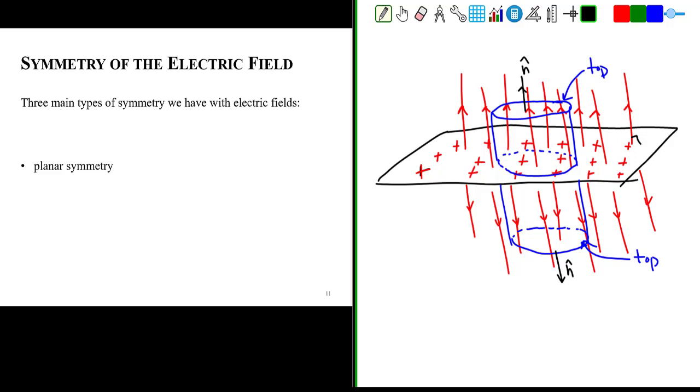And no matter where you are standing on this surface or on the bottom surface, the electric field has the same magnitude and it has the same orientation relative to that surface. The same thing with the side. Even though an area vector, a vector normal to a point on the side, is perpendicular to the electric field on the side, notice that no matter where you are on the side, the electric field is going to look the same everywhere on that side. This is what planar symmetry looks like.